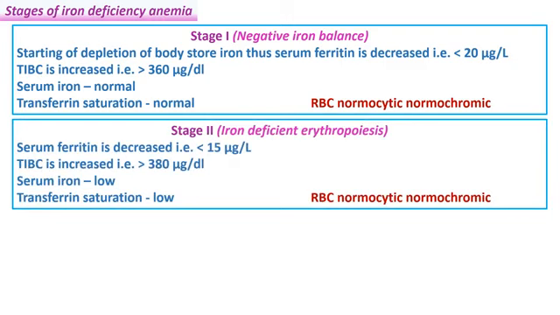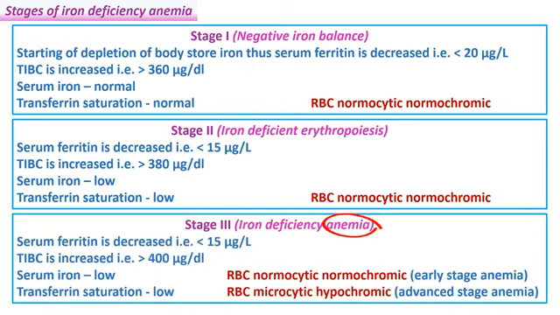Come to stage 2, that is iron deficient erythropoiesis. Still there is no anemia. Serum ferritin is decreased, TIBC increased, serum iron low, transferrin saturation low. RBC normocytic normochromic. Come to stage 3. This is the stage of anemia. Iron deficiency anemia starts here. Serum ferritin is decreased, TIBC increased, serum iron low, transferrin saturation low. In the early stage, RBC is normocytic normochromic. In the advanced stage, it is microcytic hypochromic RBC.